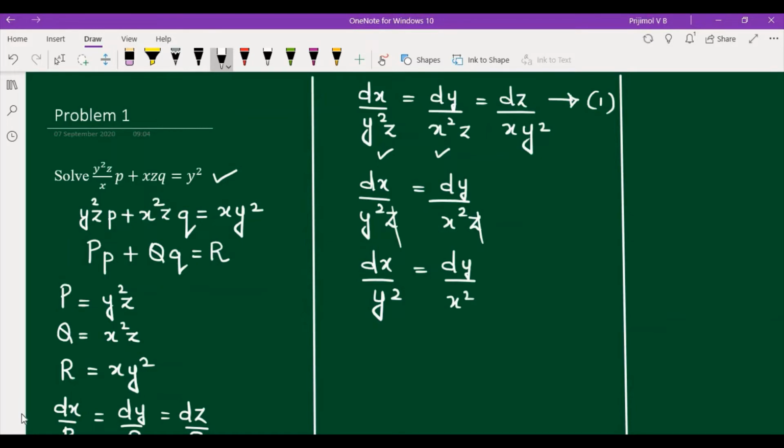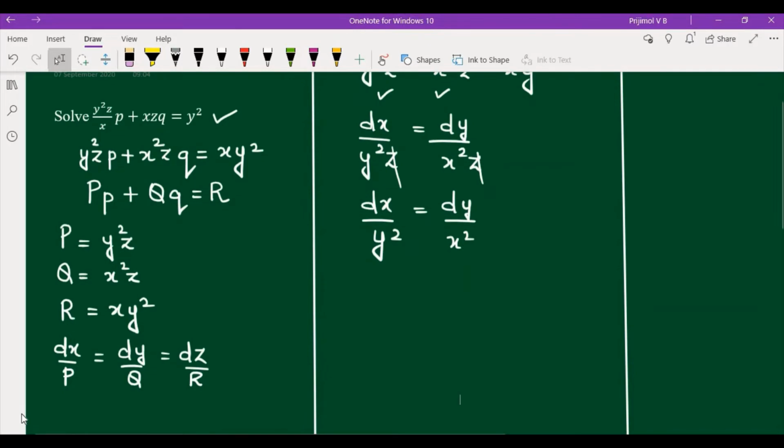See, the variables are not written in a proper way. That means you have to bring all the variables together. So I bring x square to the left hand side and y square to the right hand side. So you get x square dx equal to y square dy. Now the variables are separated. Now you can directly integrate. Separated in the sense I have only x in the left hand side and y in the right hand side. So you can integrate this.